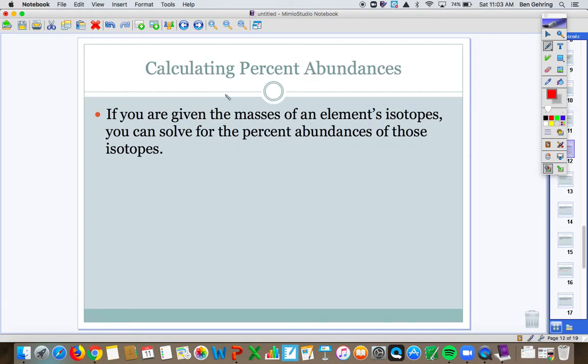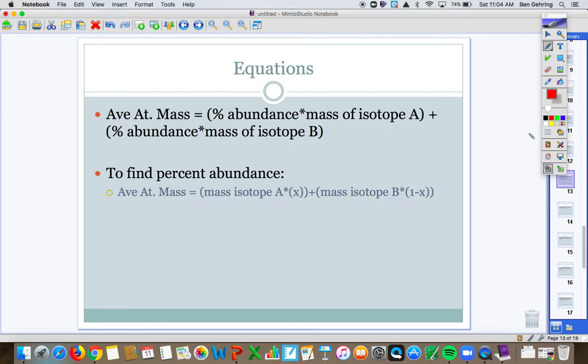So here we go. If you are given the masses of an element's isotopes, you can solve for the percent abundance of those isotopes. So we've looked previously, your average atomic mass is the percent 1 times mass 1, plus percent 2 times mass 2, so on and so forth. And so if I'm looking for this, it means I don't know my percentages. So I know that I have an average atomic mass, which is on the periodic table. I've given you the mass of the isotopes, but I didn't give you the percent abundance, so we put X in there.